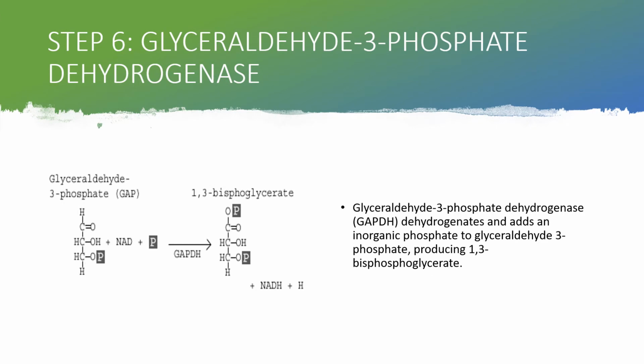Step 6 is the reaction catalyzed by glyceraldehyde 3-phosphate dehydrogenase. In this step, NAD+ is reduced to NADH, and inorganic phosphate is attached to the substrate, making the product glycerate 1,3-bisphosphate of very high potential energy.